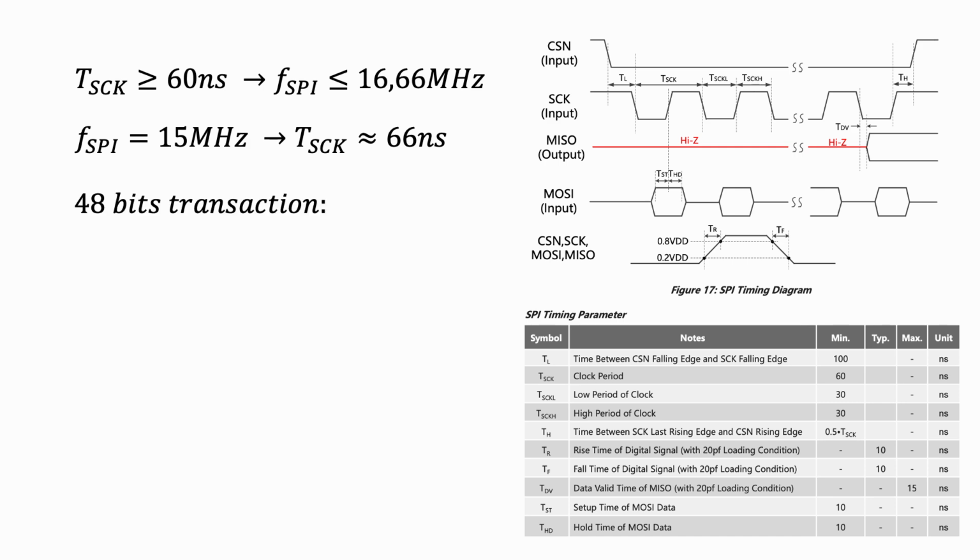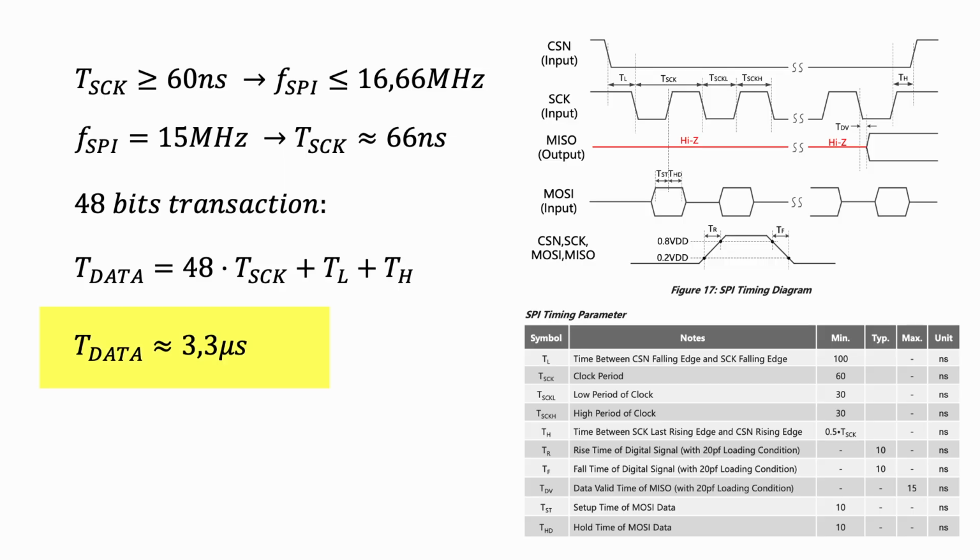Since we are using 15 MHz as our SPI frequency, our clock period is around 66 nanoseconds. In total, we have to transmit 48 bits. That means our data acquisition time will be 48 bits times 66 nanoseconds plus TL plus TH. In total, we would accept a data acquisition time of 3.3 microseconds. At the end of this video, you will see if this estimation is right, so keep watching.